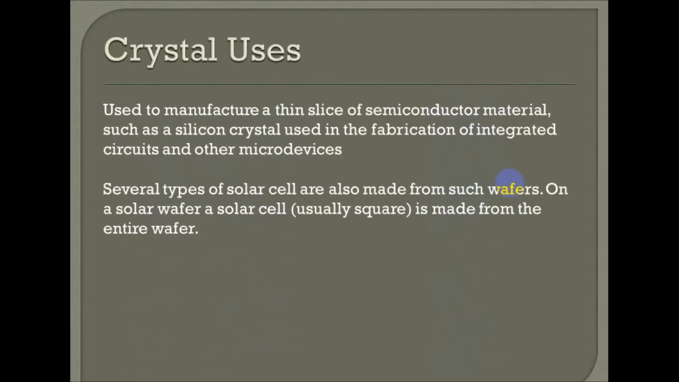Crystal uses. It is used to manufacture thin slices of semiconductor material, such as silicon wafers, used in the fabrication of integrated circuits and other micro devices. Several types of solar cells are also made from such wafers. On a wafer, a solar cell, usually square, is made from the entire wafer.